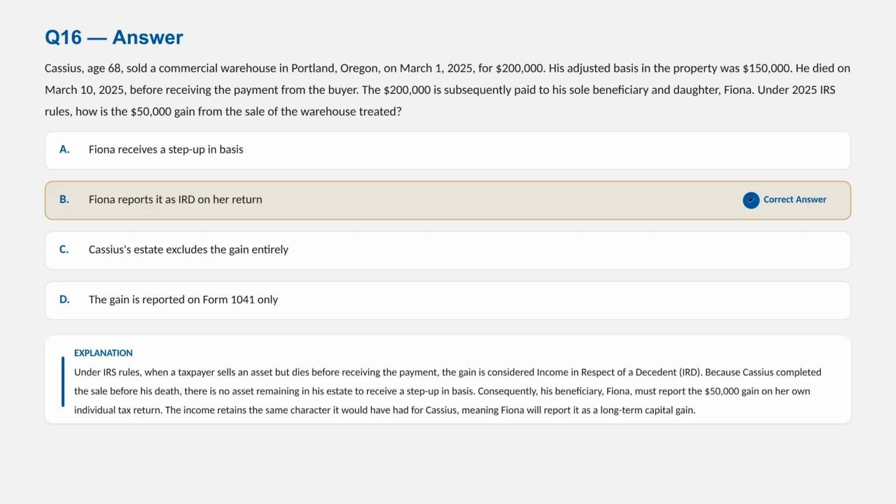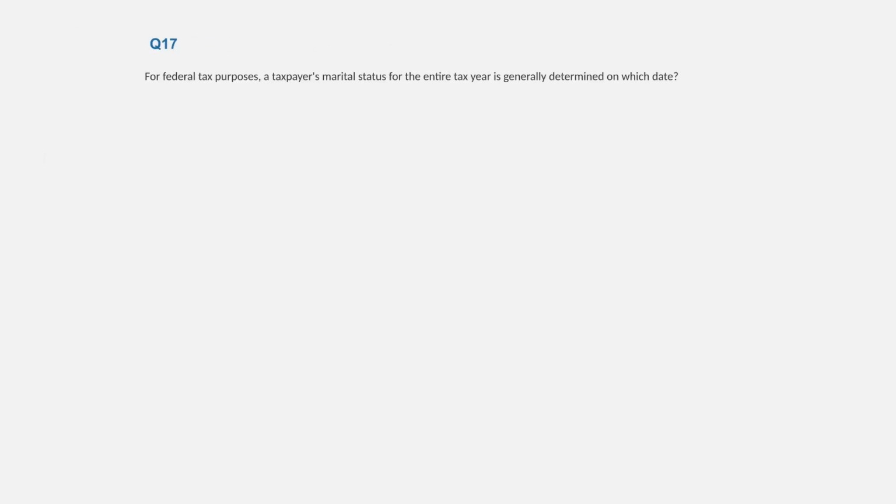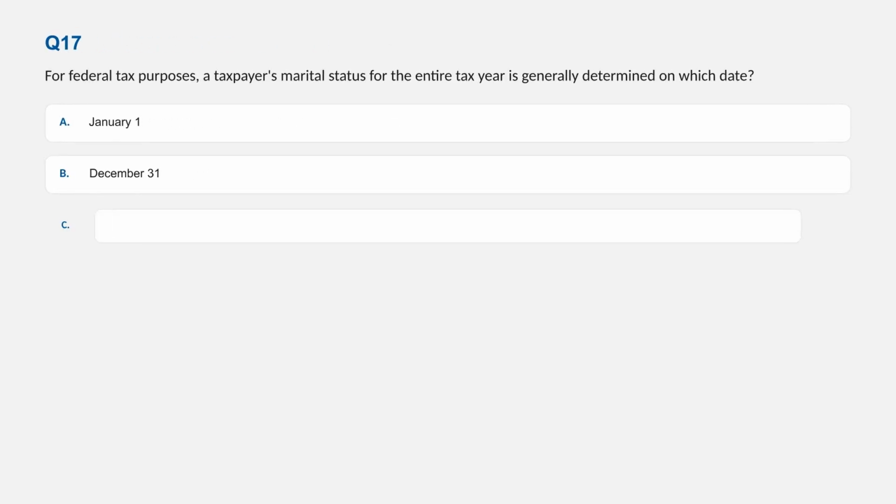Because Cassius completed the sale before his death, there is no asset remaining in his estate to receive a step up in basis. Consequently, his beneficiary, Fiona, must report the $50,000 gain on her own individual tax return. The income retains the same character it would have had for Cassius, meaning Fiona will report it as a long term capital gain. Great. Now let's move to our next question. Alright, let's move to question 17.